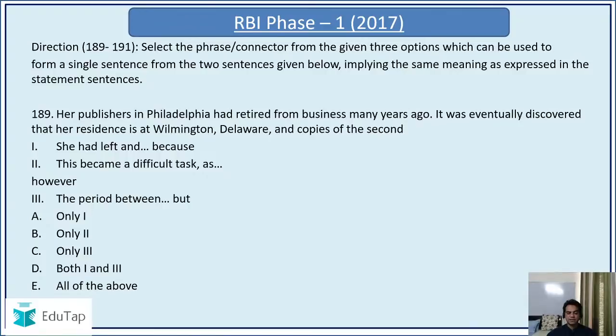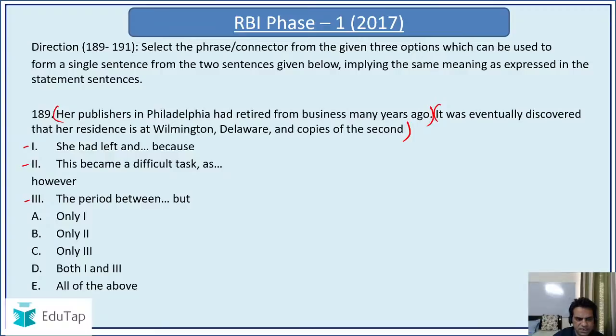Now, these are another type of questions that you must look at. Select the phrase or connector from the given 3 options, which can be used to form a single sentence from the 2 sentences given below, implying the same meaning as expressed in the statement sentences. So basically, guys, there are 2 sentences given. One is this, and the second is this, and you have to use either of these 3 conjunctions or connectors, to start and connect both the sentences so that the meaning remains the same.